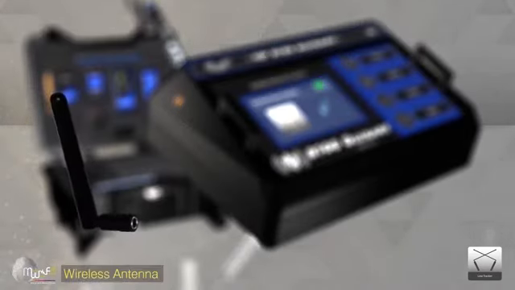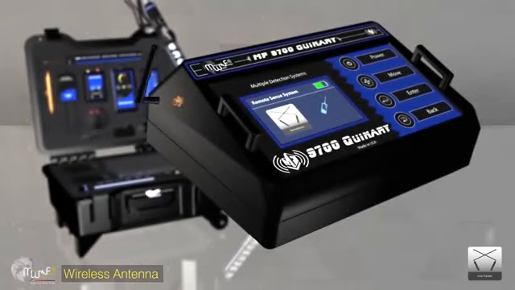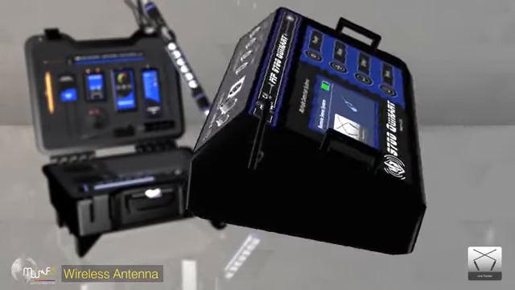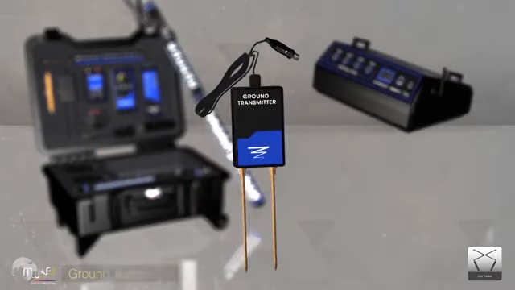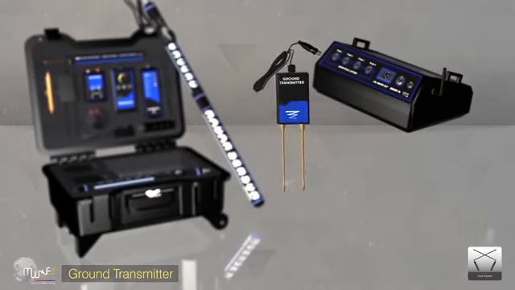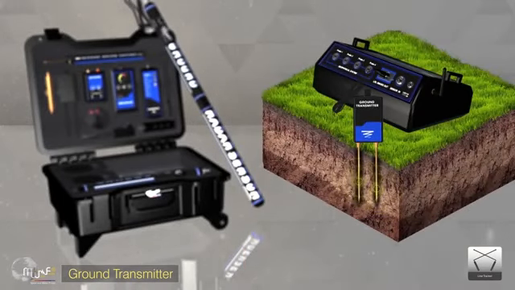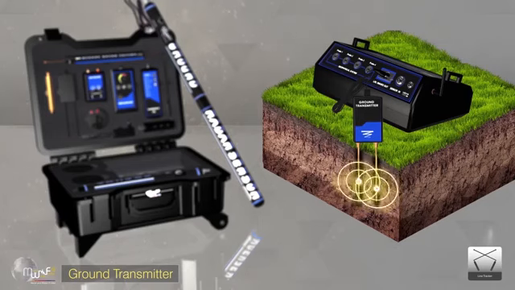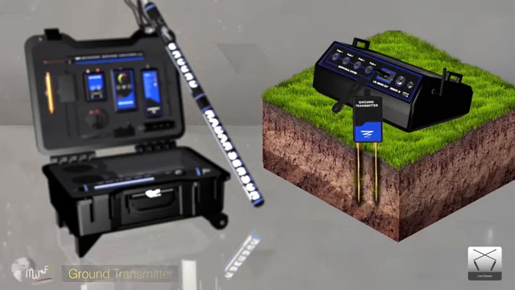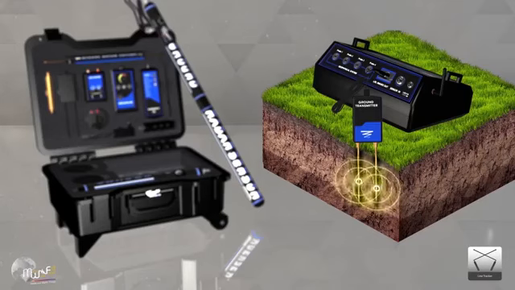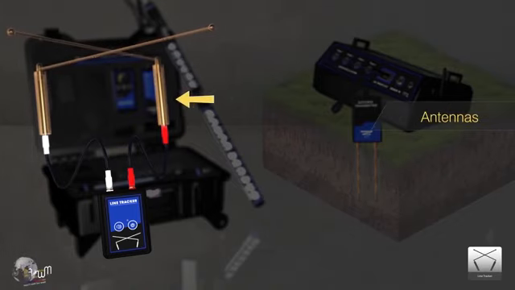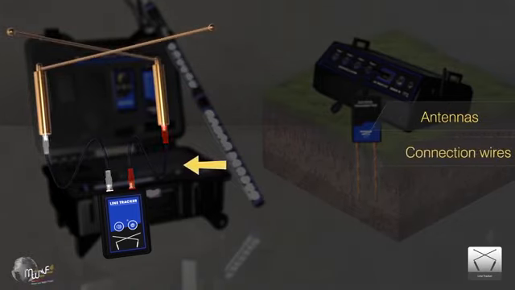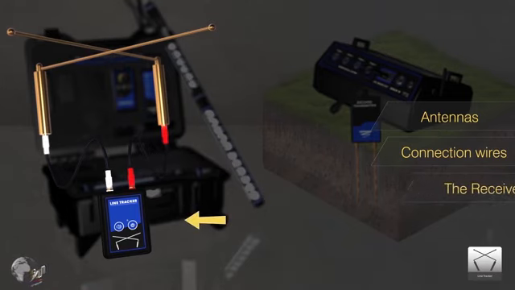First, connect the wireless connection antenna to transmit data. Then, connect the ground transmitter unit and implant it in the soil, which is responsible for the transmission of electro-frequency waves from the device towards the ground layers. This system consists of receiving antennas, connection wires, and the receiver device.